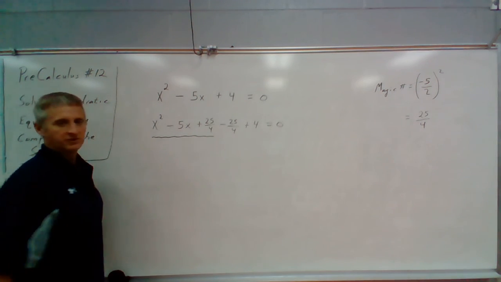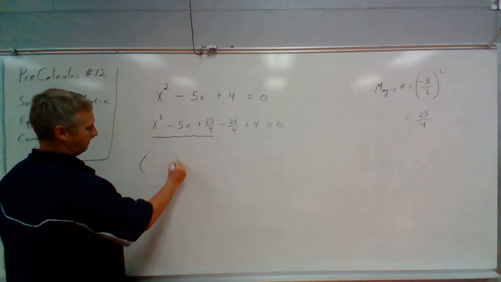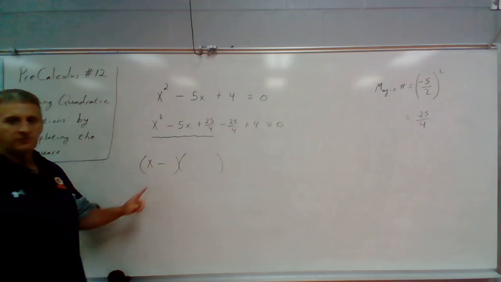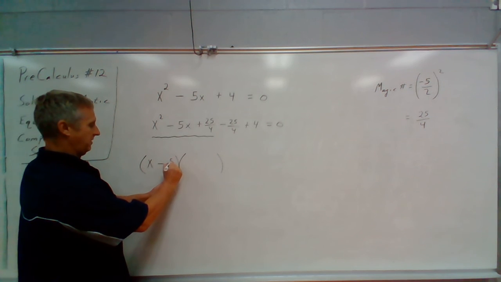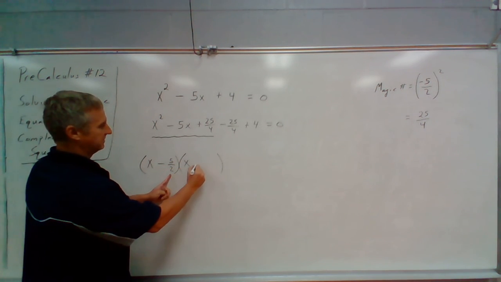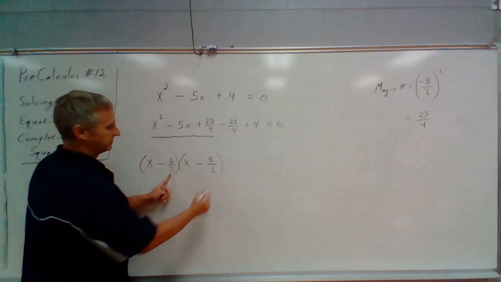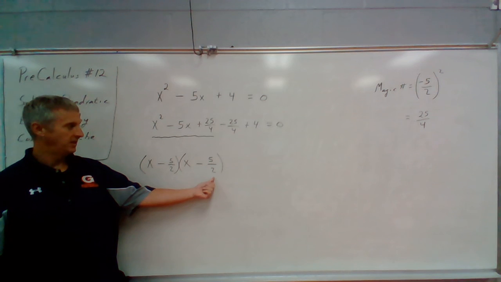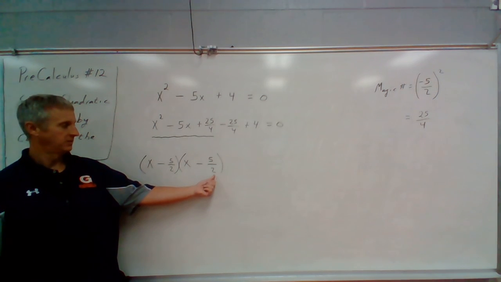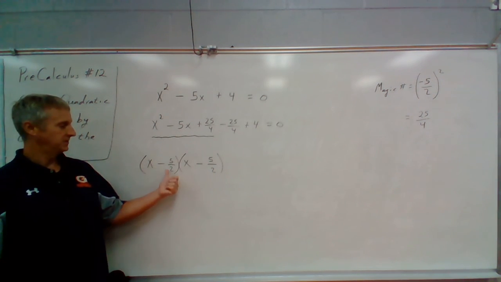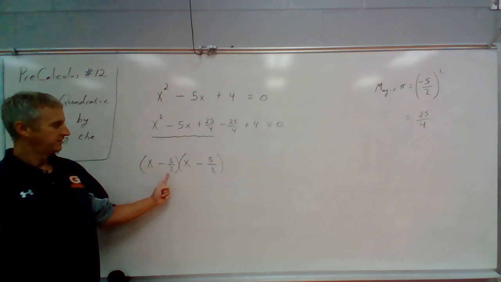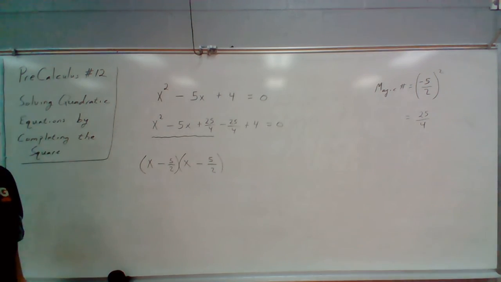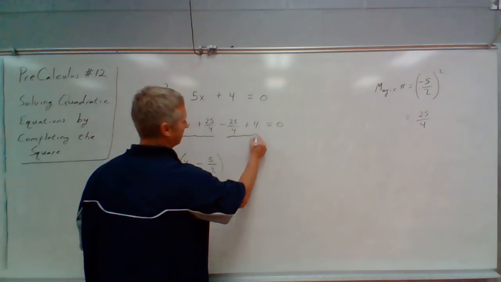This part will now be able to factor into x minus what needs to go here, 5 over 2, and x minus 5 over 2. Okay, so 5 over 2 plus 5 over 2 is 10 over 2, which gives you 5. So these add up to be that. They multiply to get me 25 over 4. 5 over 2 times 5 over 2 is 25 over 4. So we have it factored correctly.